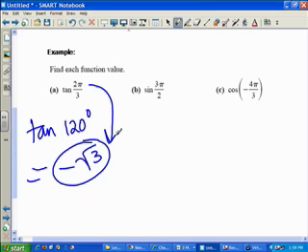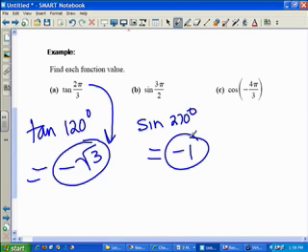How about the middle one? What's 3 pi over 2 the same as? Well, pi over 2 is 90. So 3 pi over 2 would be the 270 degree angle. So this is the same thing as the sine of 270 degrees. And what's that one? Negative 1. 0, 1, 0, negative 1, right? I go around counterclockwise.